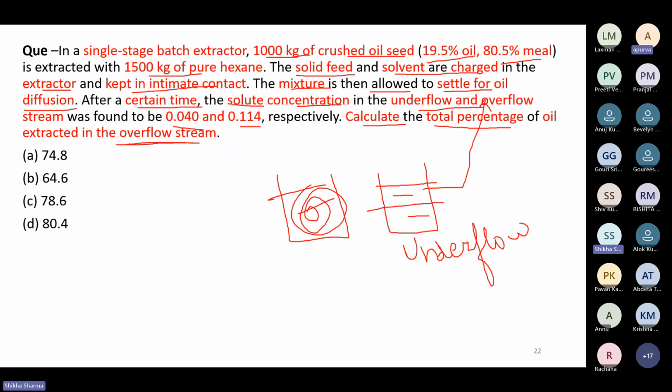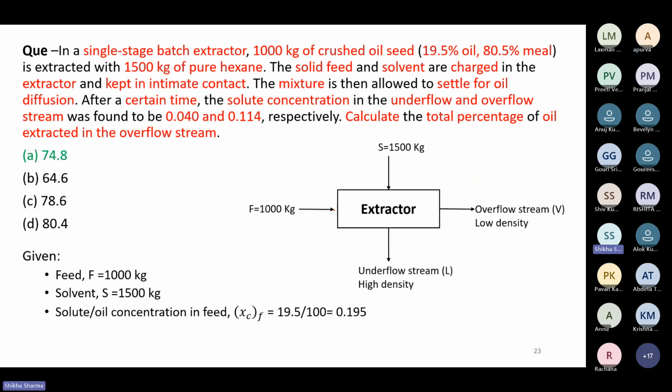and this is the overflow stream, right? The question is asking the oil extracted in the overflow stream. Oil density is less, so it will always be at the top. So oil will be extracted out from the overflow stream, right? So we need to calculate the oil percentage in this overflow stream. So let's see the solution part.